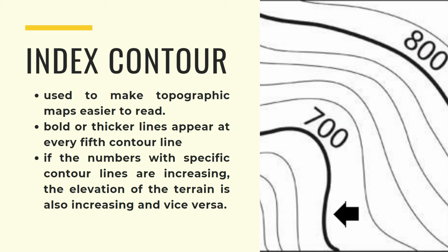Because it is impractical to mark the elevation of every contour line on the map, the index contour lines are the only ones labeled. The index contours are a darker or wider brown line in comparison to the regular contour lines. If the numbers associated with specific contour lines are increasing, the elevation of the terrain is also increasing. If the numbers are decreasing, then there is also a decrease in elevation.